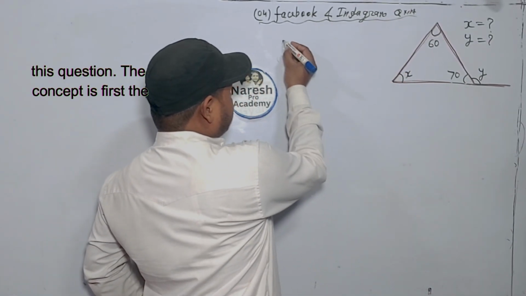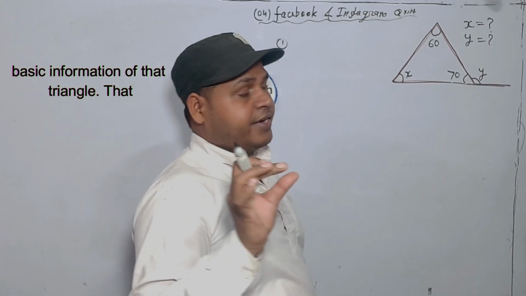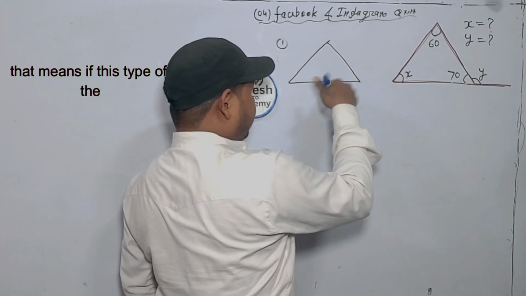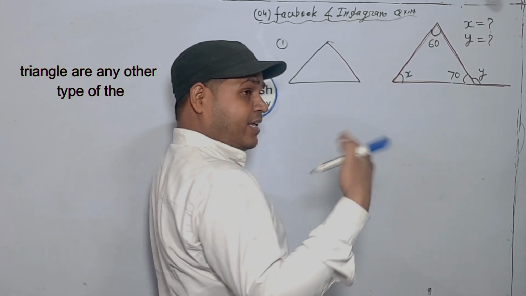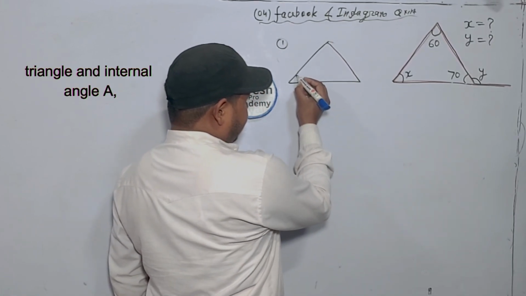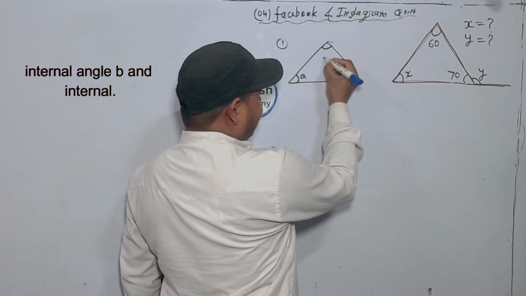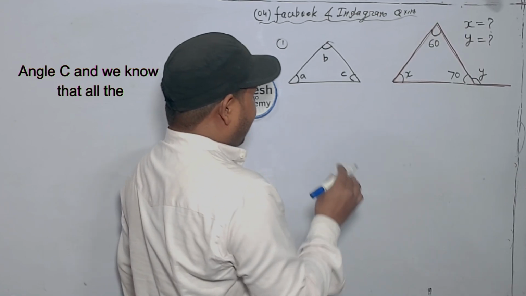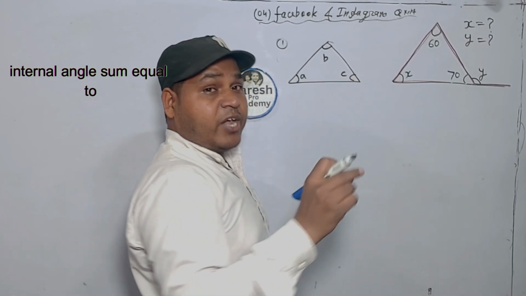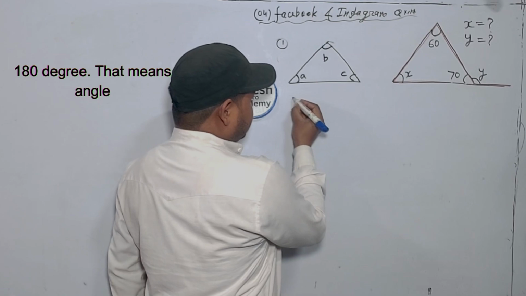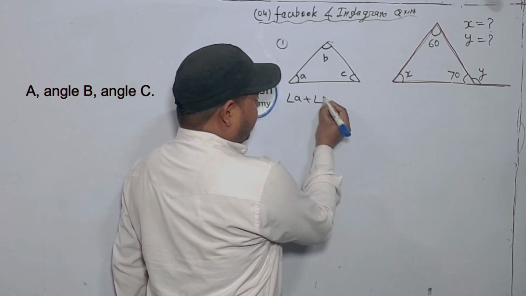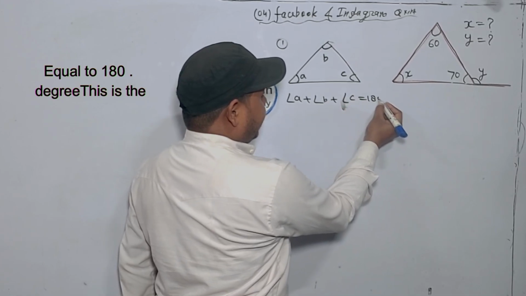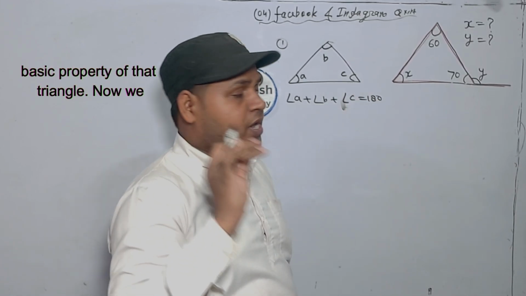The first concept is the basic information of the triangle. That means any type of triangle, whether this type or any other type, has internal angle A, internal angle B and internal angle C. We know that the sum of all the internal angles equals 180 degrees. That means angle A plus angle B plus angle C equals 180 degrees. This is the basic property of a triangle.